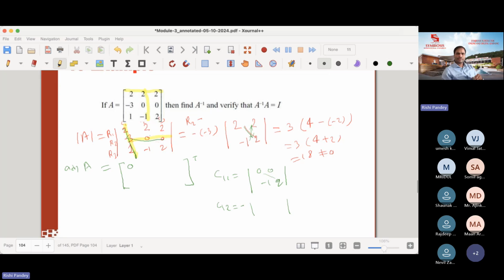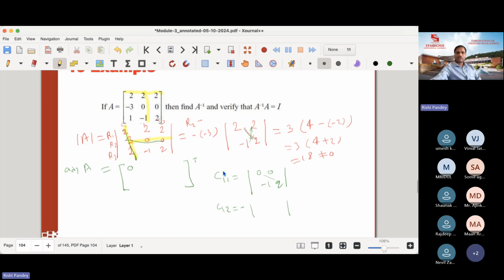Done? Anyone? Anyone done or not? I'm done, sir. So, okay. Can you tell me the answers here? The next element, A12. A12 is what? 0. A12 again 0. Next, A13.